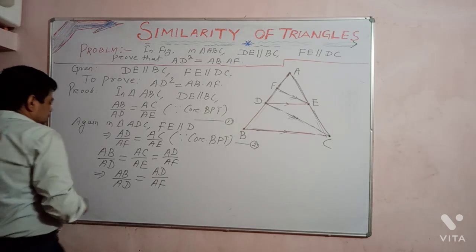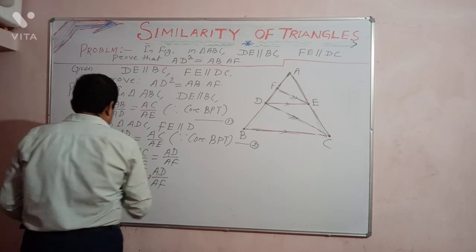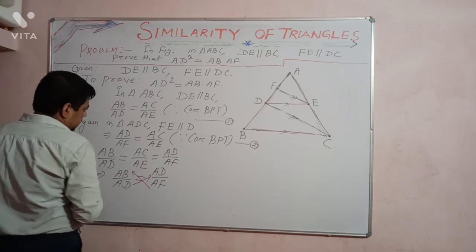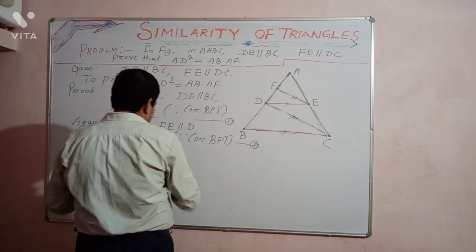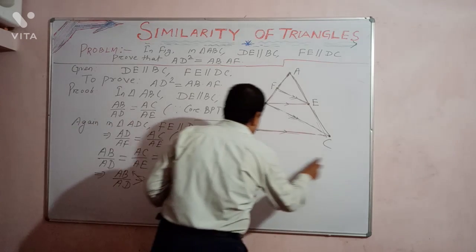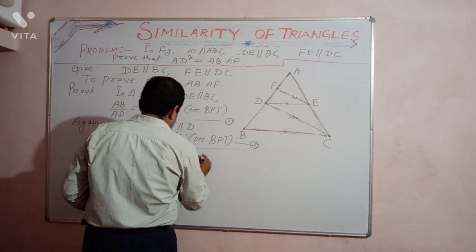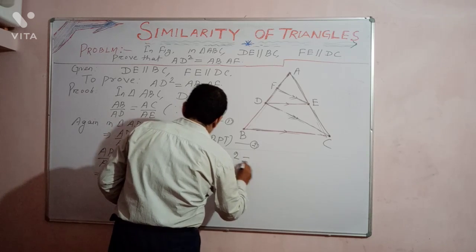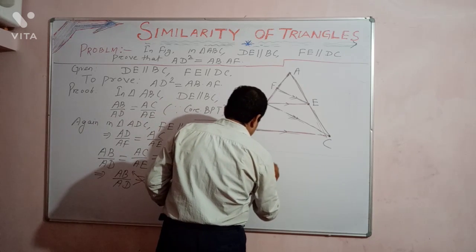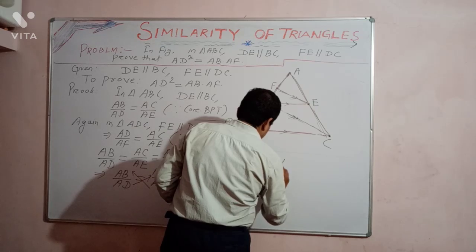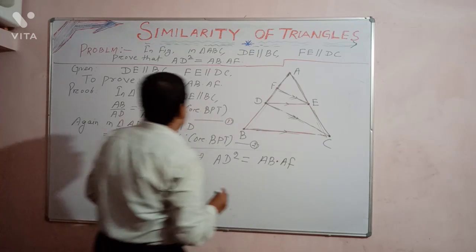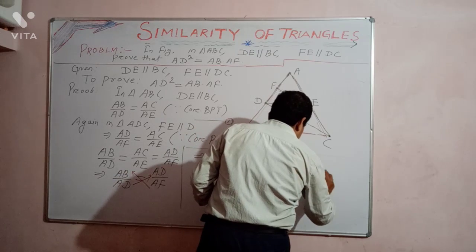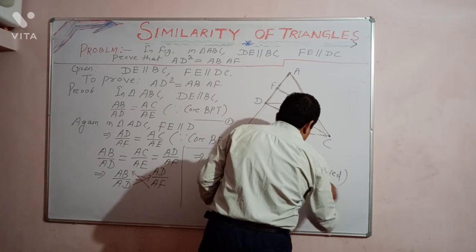Now you can transpose AD, and AD times AD is AD square, and you multiply AB into AF, right? So that implies AD square is equal to AB into AF. Is it clear? So this is what we were going to prove.